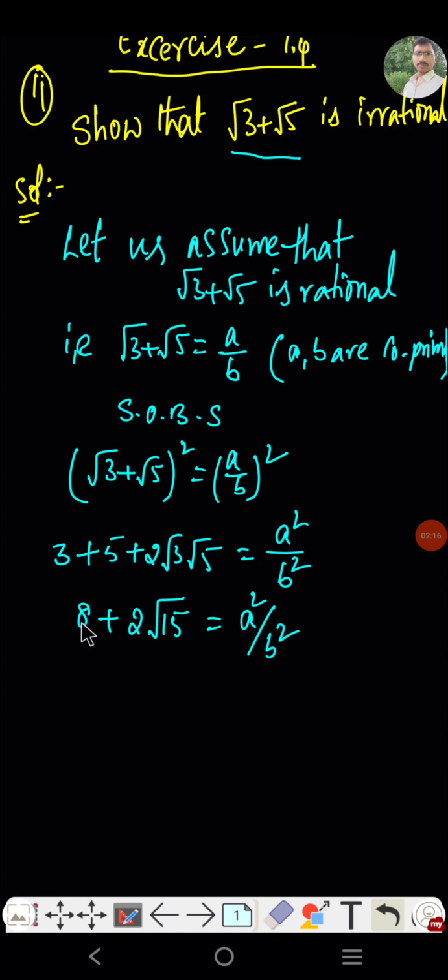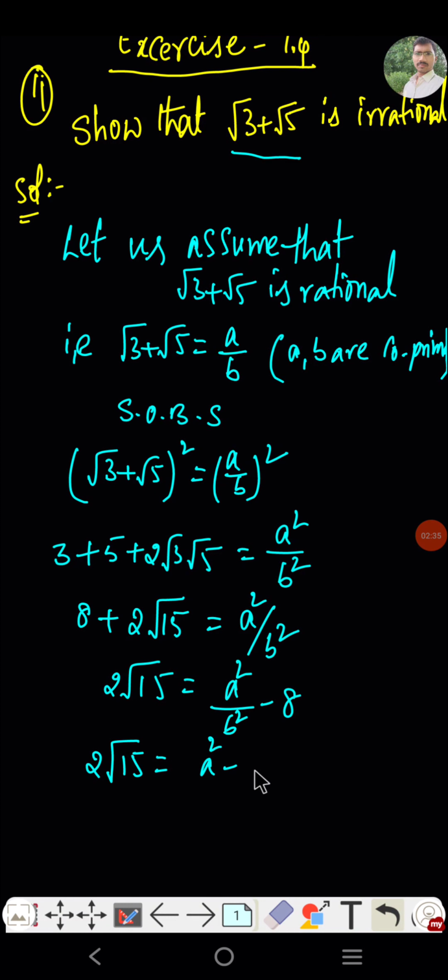Now this 8 is sent to the RHS. That means 2 root 15 is equal to a square by b square minus 8. Now this 2 also goes to the other side, but before sending the 2, first simplify the RHS. 2 root 15 is equal to a square minus 8b square by b square. Now I am doing cross multiplication here. Root 15 is equal to, sending this 2 also to this side, a square minus 8b square by 2b square.